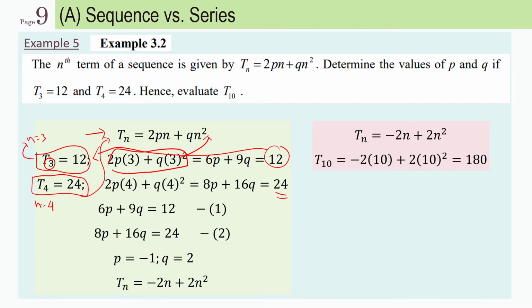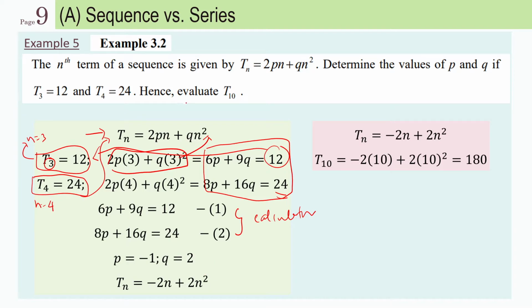And now I only take these two equations: 6p plus 9q equals 12, and 8p plus 16q equals 24. These two form a 2 by 2 simultaneous equation. So I key it into my calculator, and my calculator provides the answer p equals -1, q equals 2. So I substitute p and q into the Tn. So this is my Tn after I already know my p and q.